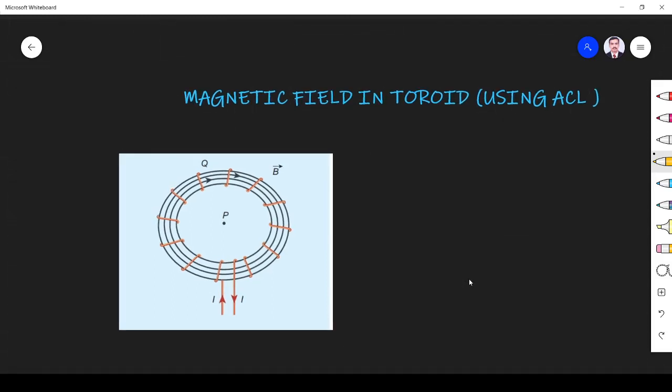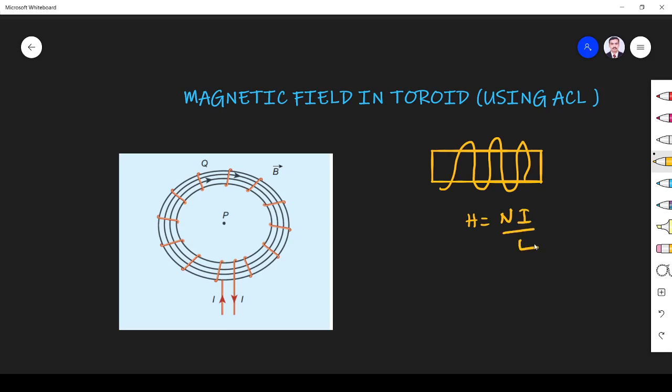Right, so already we studied about a solenoid, how the magnetic field was induced, and the value of the magnetic field we found. The solenoid is like a rectangular structure or helical structure where the coils are wound tightly, right? And we found the magnetic field H is equal to Ni by L. This we have studied, right?